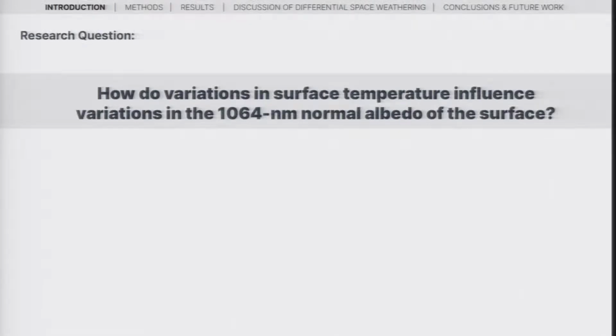And so what we're interested in is whether variations in surface temperature also might correlate with variations in the normal albedo of the surface as measured by the MESSENGER Laser Altimeter. So MLA is a really cool instrument to be able to look at the albedo because it carries its own light source and it's effectively measuring the surface at zero phase angle geometries.